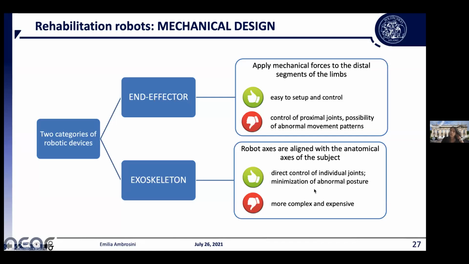End effectors and exoskeletons. When we speak about end effectors, we say that they apply mechanical forces to the distal segments of the limb. The main advantage is that they are very easy to set up and control, but they do not control proximal joints and the possibility of normal movements, and there is the possibility of abnormal movement patterns. While exoskeletons are defined as robots whose axes are aligned with the anatomical axes of the subject. Here we have direct control of individual joints, but the systems are more complex and expensive.